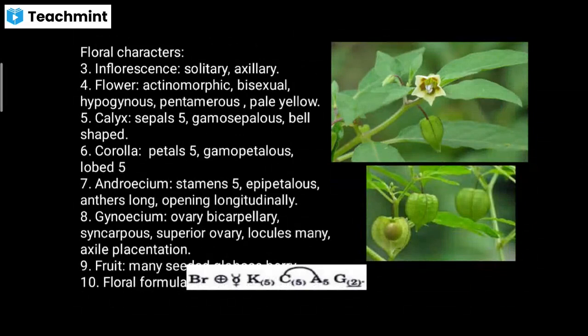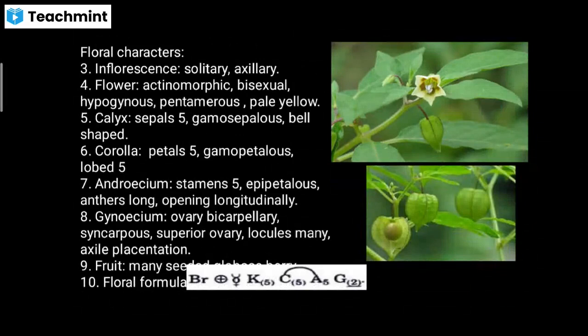Five petals are there. They are in pale yellow color. These flowers have male and female sex. Then they are actinomorphic, divided into two equal parts in any plane. About the calyx: the calyx is green in color and there are 5 of them.